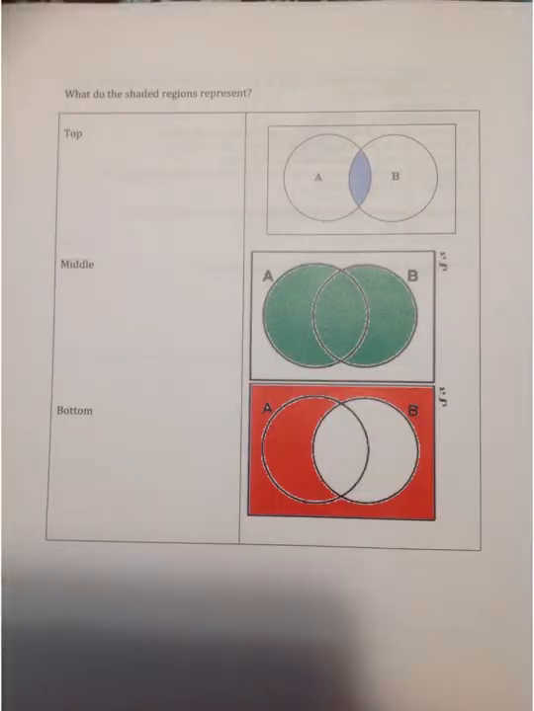Here we have some shading. So we have, this one is the intersection of A and B. They want the overlap, which is right here. This one is the union of A and B, because they want both. And this one here is not B.